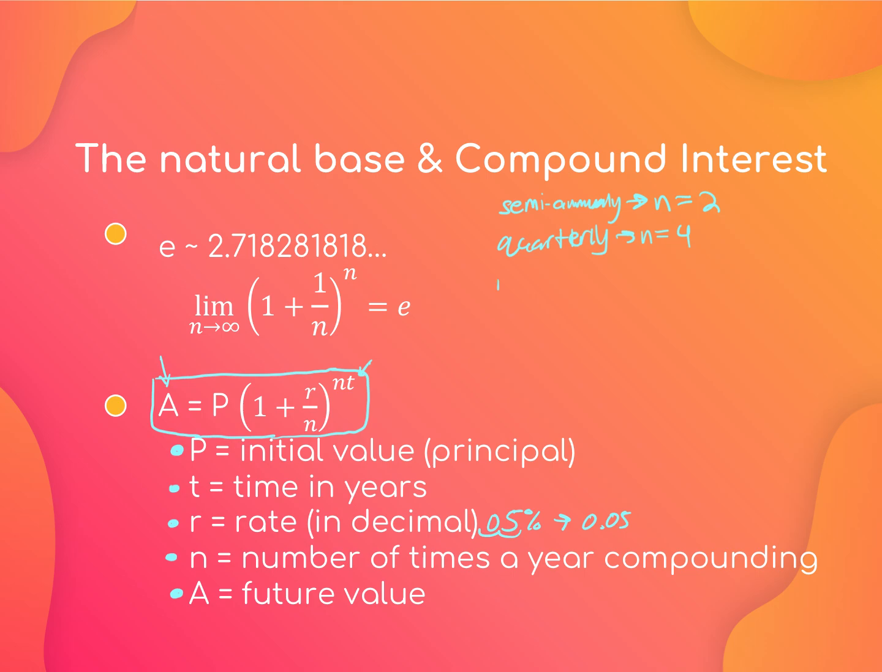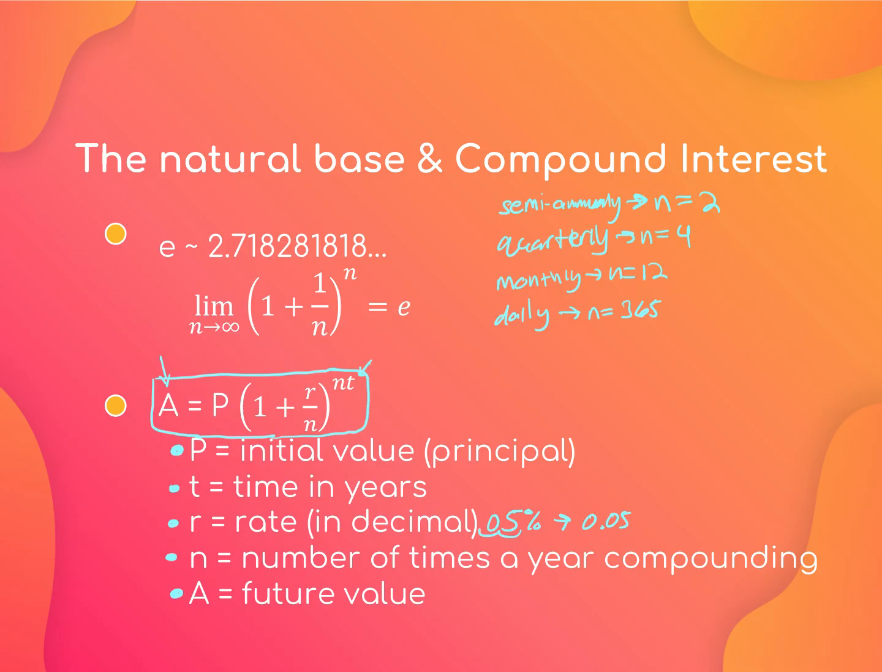You could also compound monthly, and that would make N equal 12. There are 12 months in a year. Just for an easy computation, let's say I have a 12% interest rate. That would mean every month you're taking 1% interest of whatever value it is. And then even more than monthly, you could go daily. Maybe there's a daily compound. That would make N 365 because there are 365 days in a year.